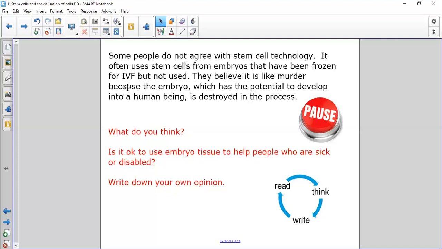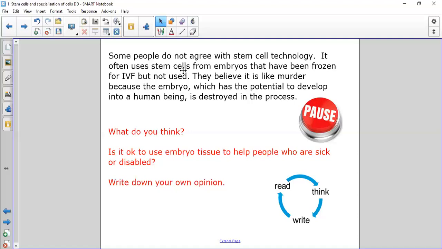But sometimes they don't use all the embryos. They have embryos left over. And that's what this means. It uses stem cells from embryos that have been frozen for IVF but not used. So the man and the woman have given their sperm and their eggs, and they've been made to join together, and they've made embryos, and the scientists have kept those embryos in a freezer. And they've maybe used some of them, and the man and the woman have maybe had a couple of children, but they don't want any more. Okay, so the scientists have got these embryos still left in the freezer.